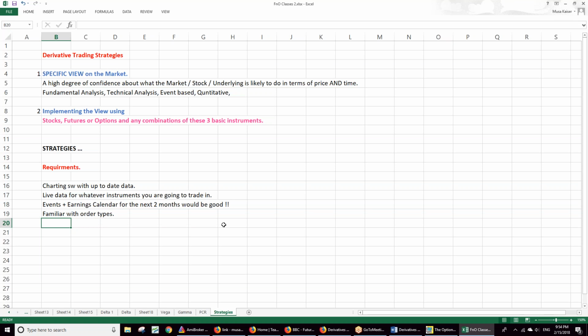By the way, live data, I just wanted to mention, you probably already have it through your broker terminal, trading terminal. You may not have explored it enough. That's the only thing. So please have a look at that.